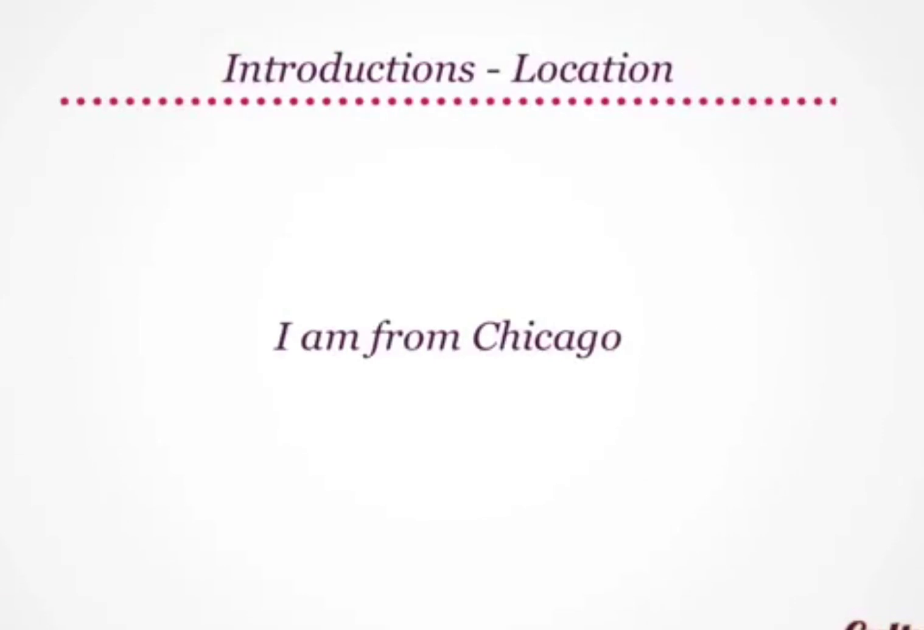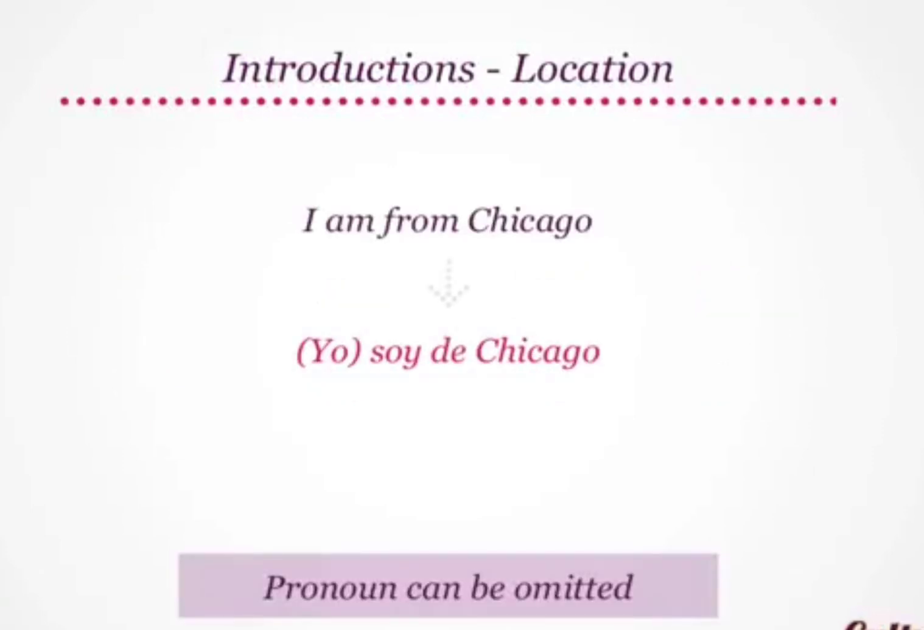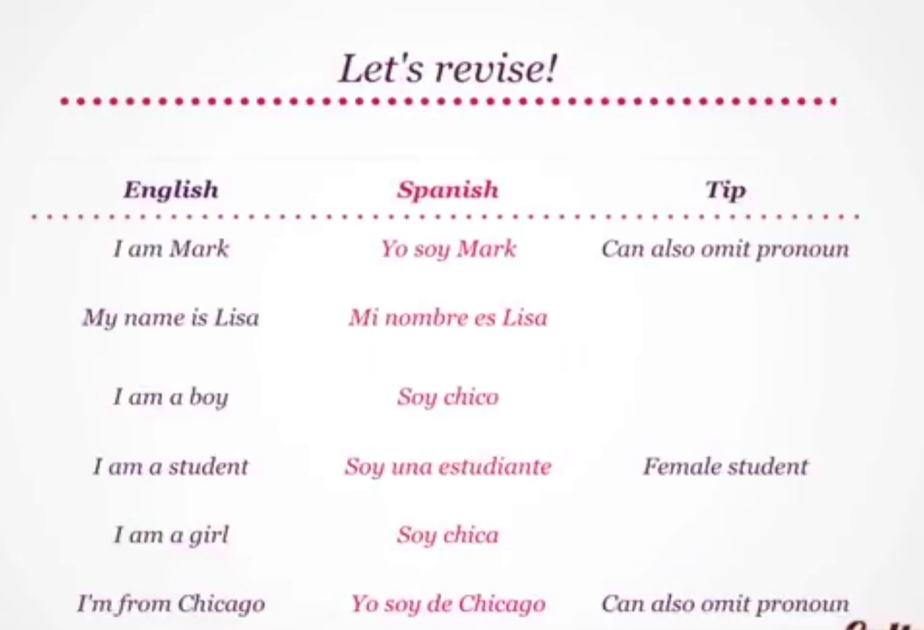Now let's look at how we will tell where we are from. Let's try saying, I am from Chicago. Looking at it word by word, I translates to yo, am to soy, from translates to de. Try that, please. De. And lastly, Chicago is kept as is. Hence, I am from Chicago becomes soy de Chicago. As usual, we omit the yo here. So try saying the translation for I am from Chicago. It is soy de Chicago.